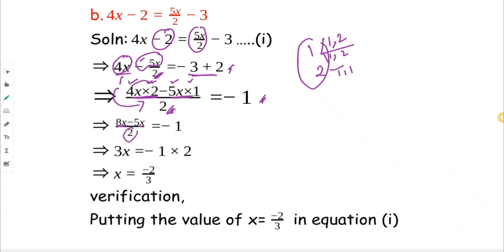Now this 2 is in the denominator, I'll do cross multiplication, it will go up here, it will change to multiplication now, okay, into 2. Then 8x minus 5x, plus is greater, right? So 3x. So minus 1 into 2 is pretty simple, minus 2. Remember, I'm trying to find this x, so this 3 again, we'll do cross multiplication, it will go down, okay? That's how we'll get the value of x to be equal to minus 2 by 3.